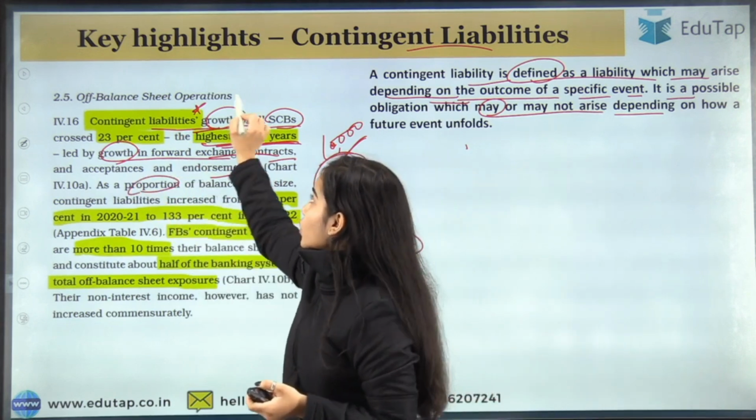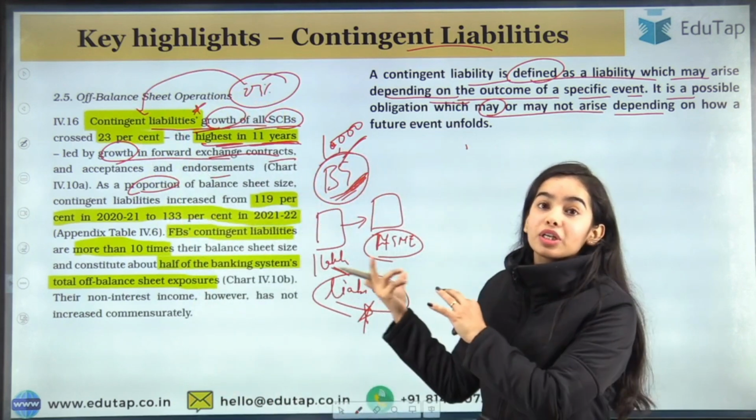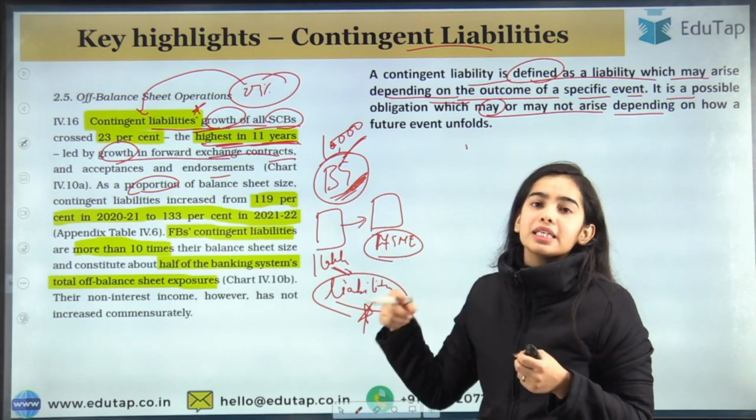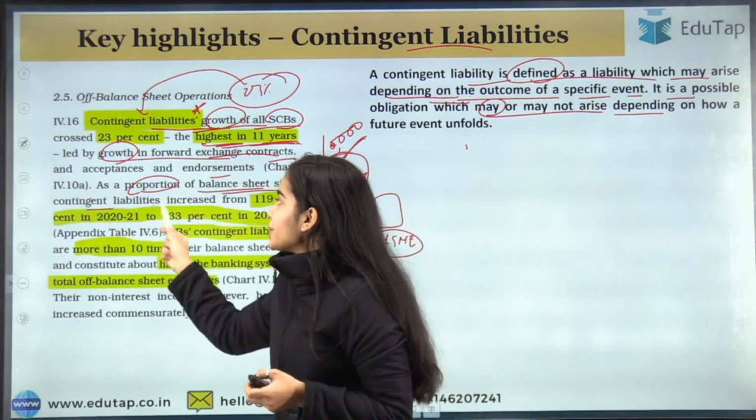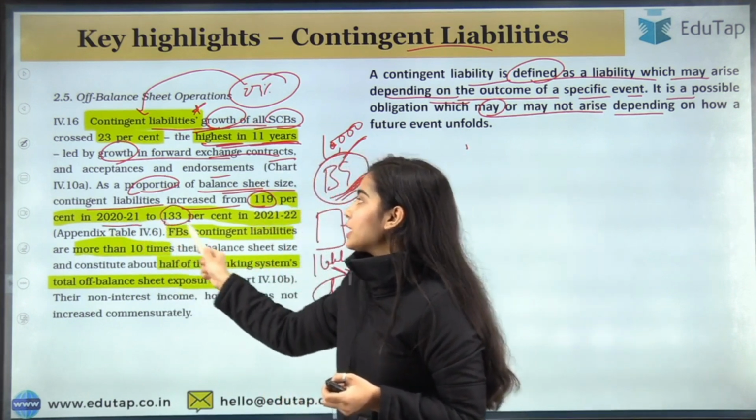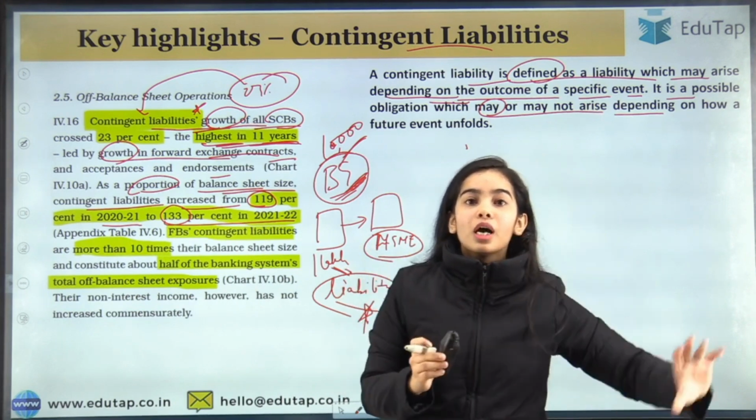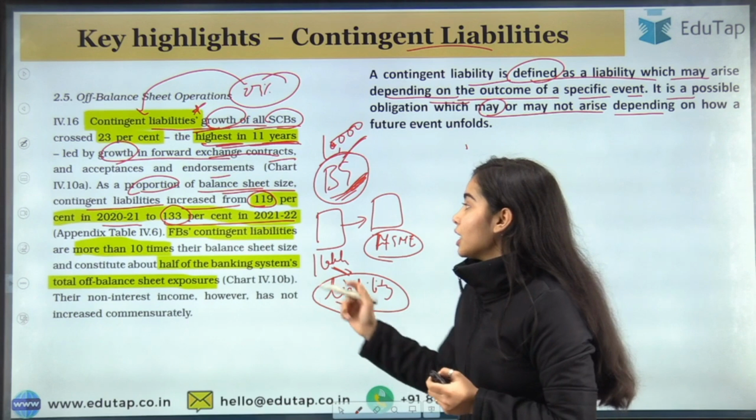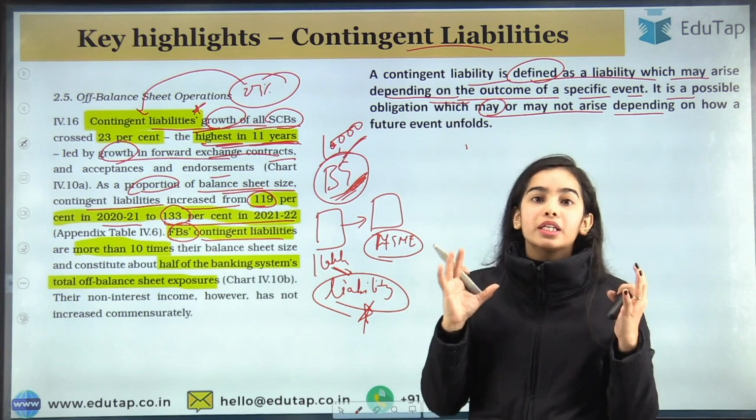As a proportion, it has grown by 23%. You can see how much the banks are getting involved in the contingent liabilities. Okay, to earn some extra cash, they are getting involved in these kinds of liabilities. That is the liability for some third party. As a proportion of balance sheet size, contingent liabilities increased from 119% in 2020-21 to 133% in 2021-22. So if we compare the contingent liabilities with the balance sheet, they have grown from 119% to 133%. The foreign banks are the most involved in the contingent liabilities.